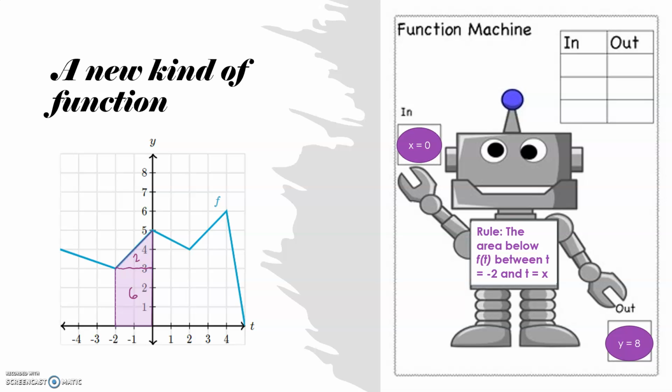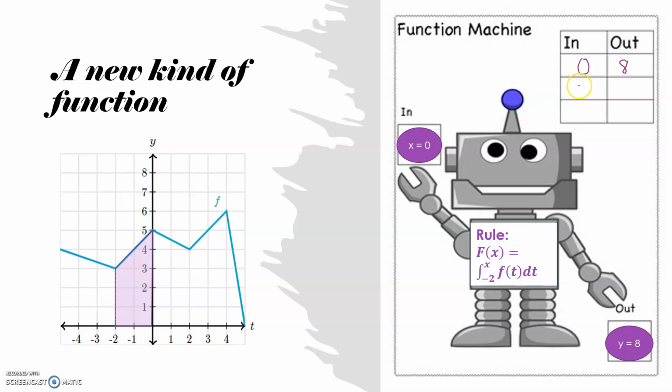That's cool, but it's not very mathy looking, so we're going to make it a little bit more mathy, using the notation that we've been using so far. That same rule that I described in words is going to be the integral from -2 to x of f of t dt. And that's going to be my function. So I already figured out that if x is equal to 0, my output would be 8.